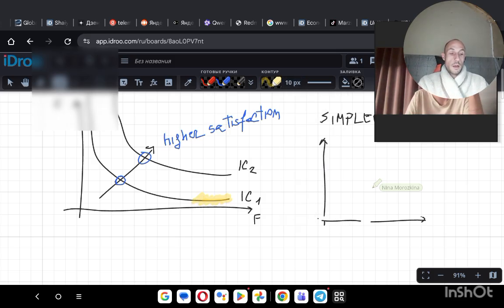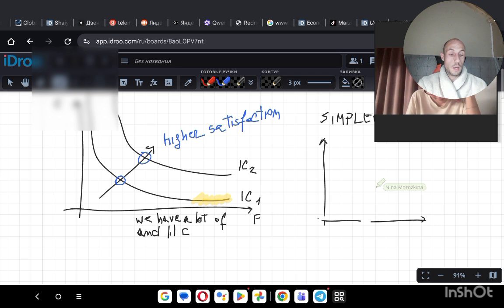Yes, because we have too much food but not enough clothes. Exactly. So you don't value food as much. Now let's have a look at the other part of the curve, which is gonna be, let's put it in green, like this, which is this part here.